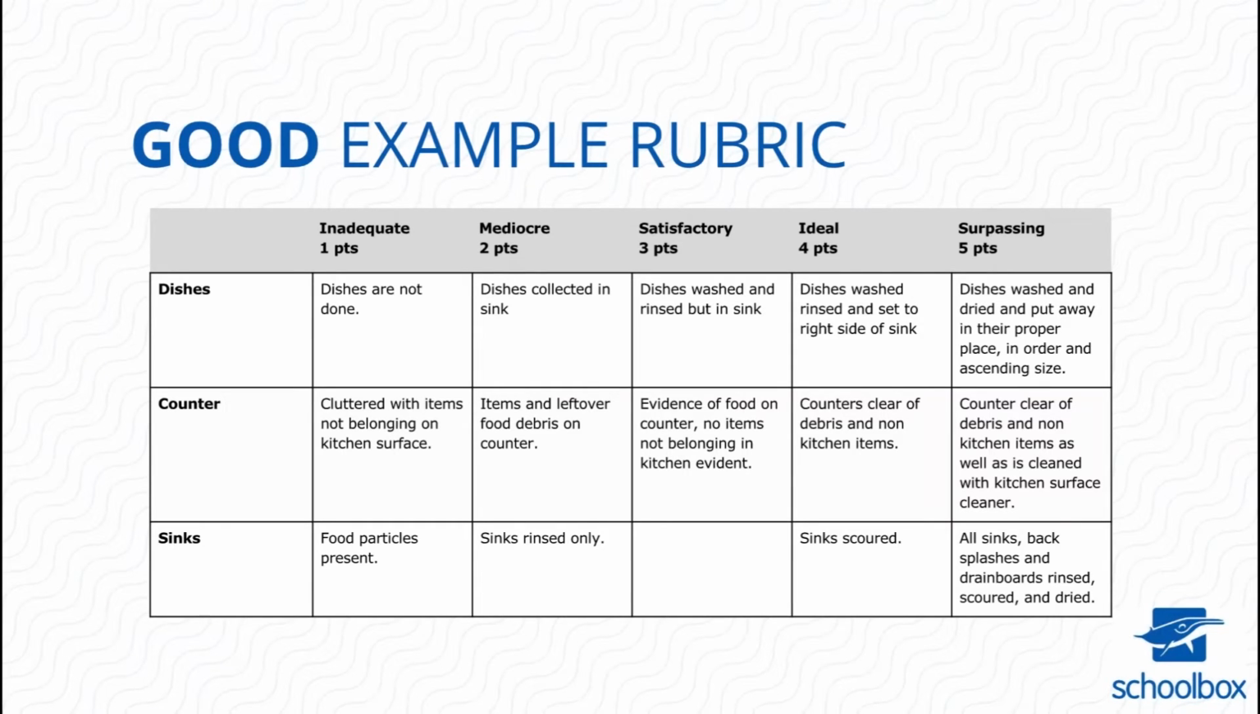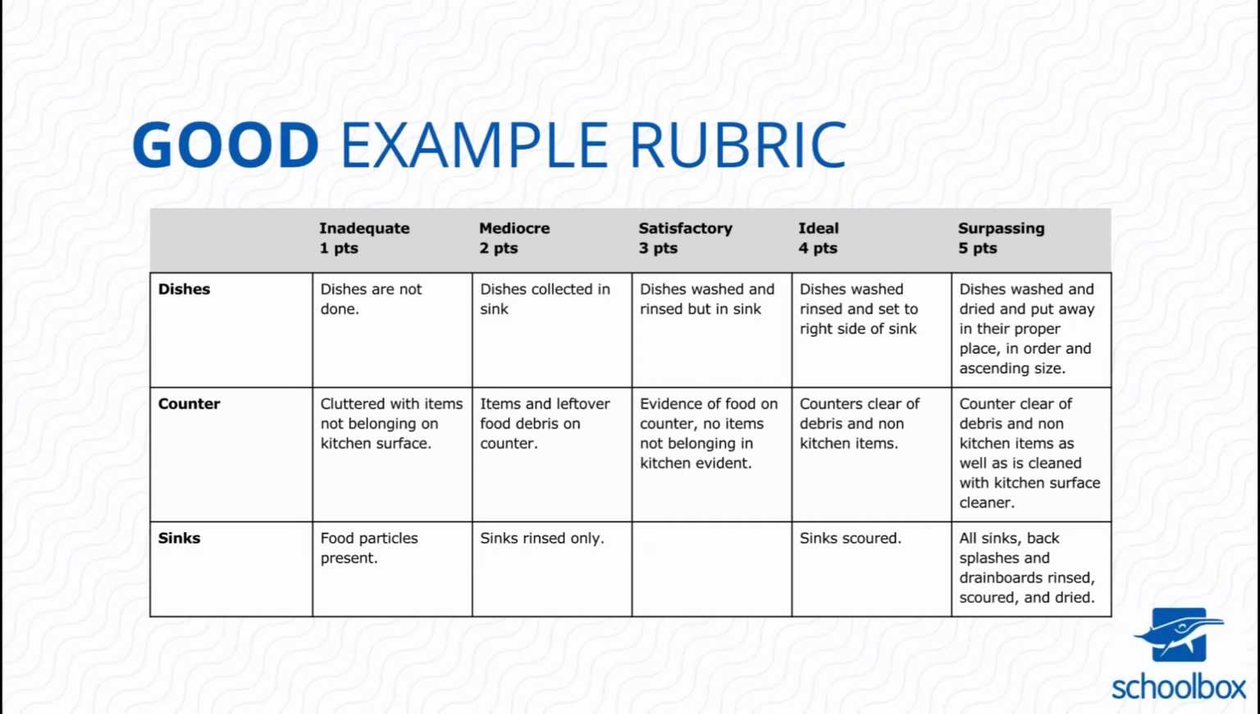Moving on to having a look at how we can improve that rubric. And once again, looking at my kitchen. Here we've got an example of a further improved rubric where we've cleaned up and refined the definitions. Looking across the top, inadequate now is defined as dishes are not done, as simple as that. Mediocre, dishes collected in sink. So if there's dishes in the sink, then it's mediocre. Satisfactory, dishes washed and rinsed but in sink.